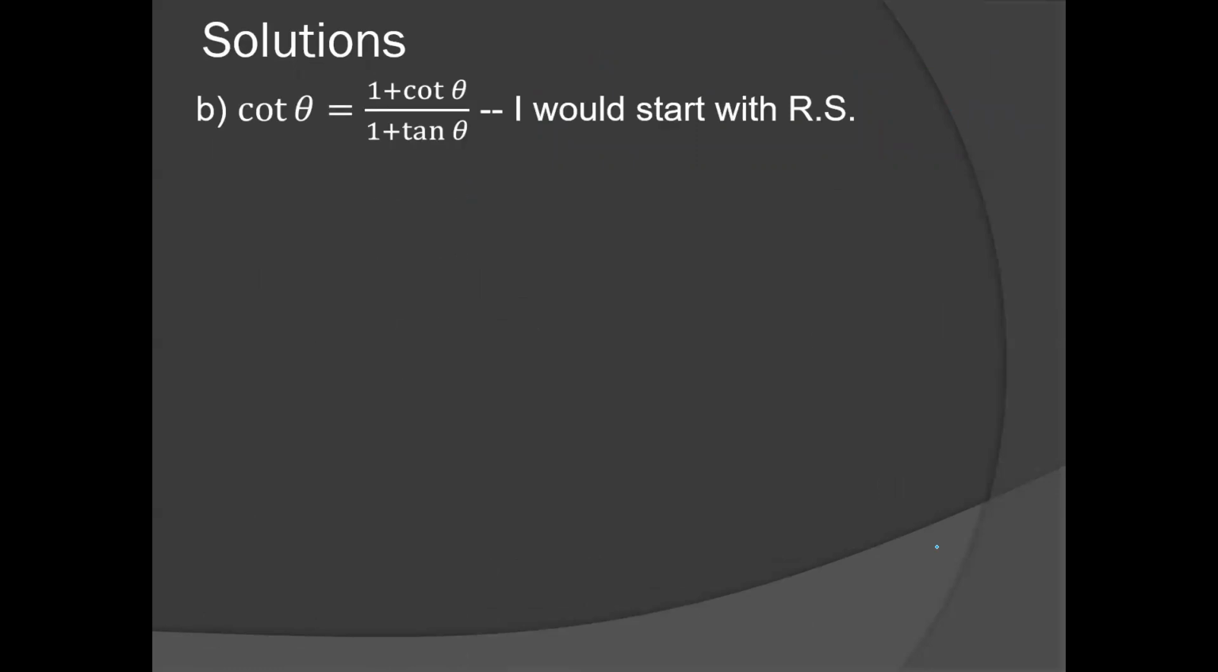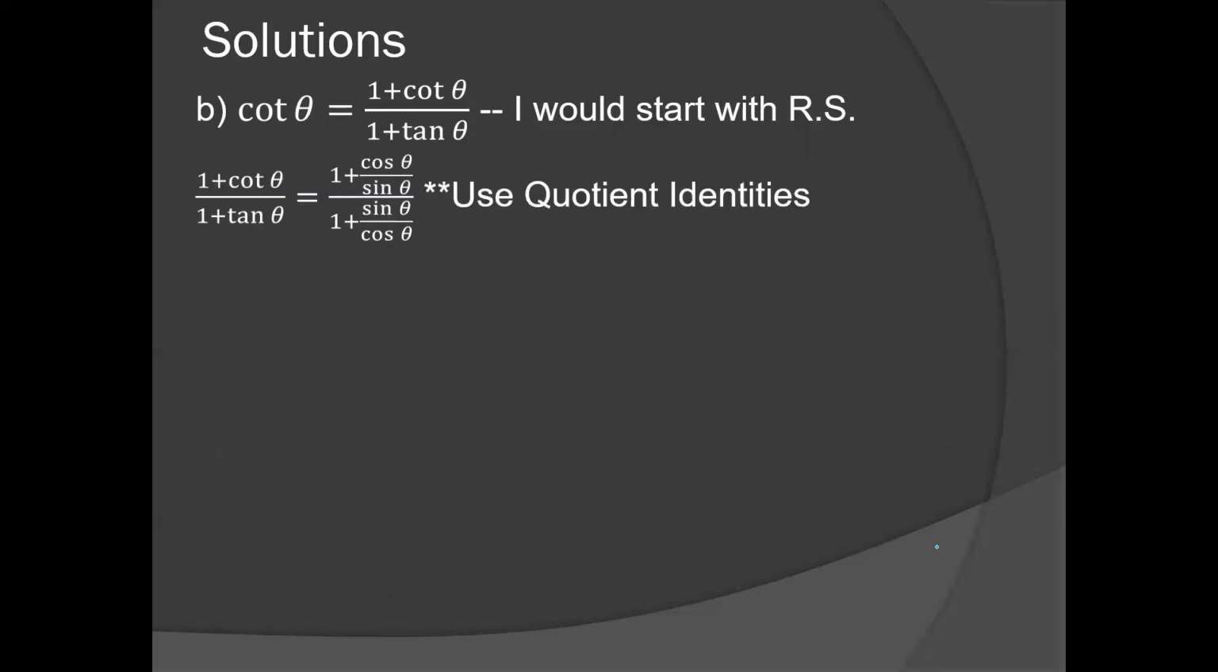So we have cotangent theta is equal to 1 plus cotangent theta over 1 plus tan theta. So what do we do first? Well, what I'm going to do is start with the right-hand side, because again, it's more complicated. We have a fraction there. And then I realize that the cotangent theta can actually be rewritten as cos theta over sine theta. And obviously tan theta can be written as sine theta over cos theta.